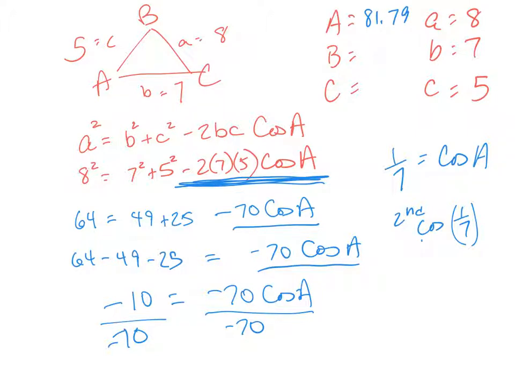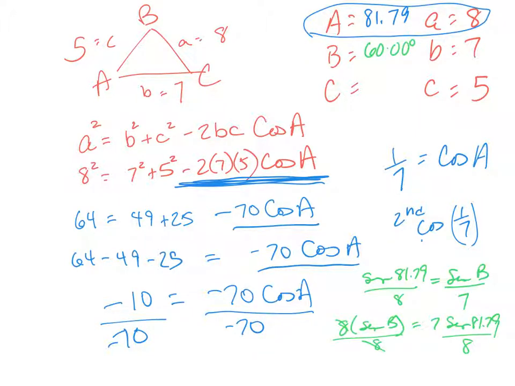What is it? 81.79. Okay. Now I have a full fraction, so we can switch over to the law of sine and find big B. Once we find big B, we can subtract those two from 180 to find big C. Get 60 for B, so C is very easy. You just subtract 60 and 81.79 from 180. So what do you get? 38.21. Same, 38.21.